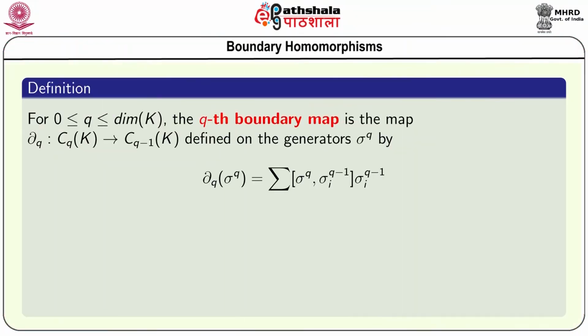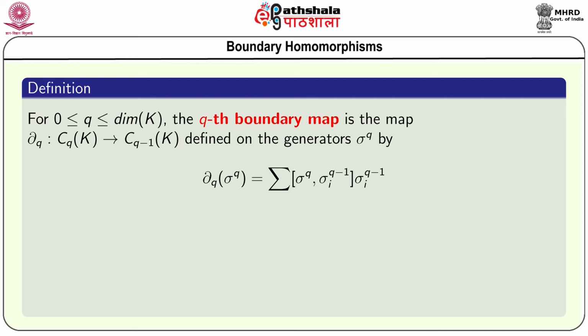For each dimension Q, we have associated an abelian group CQK with the simplicial complex K. Now, it is time to define a rule which will take the elements of CQK to the elements of CQ minus 1 K. That means we are going to define a function from CQK to CQ minus 1 K and expect that function to be a homomorphism. Now, we formally define the boundary homomorphism. To define it, we need to define a boundary map from CQK to CQ minus 1 K. We call del Q a Qth boundary map from CQK to CQ minus 1 K if we define it as follows.